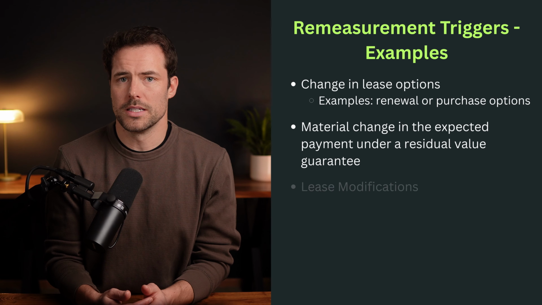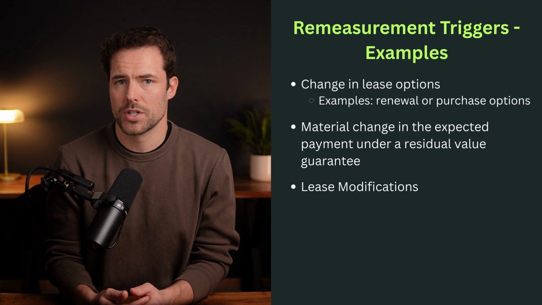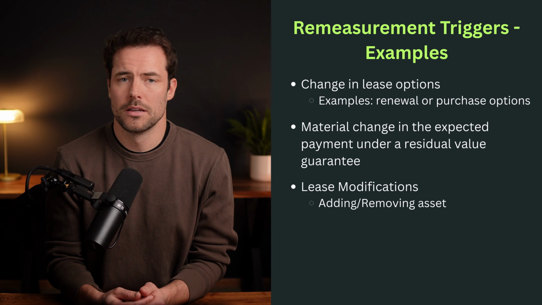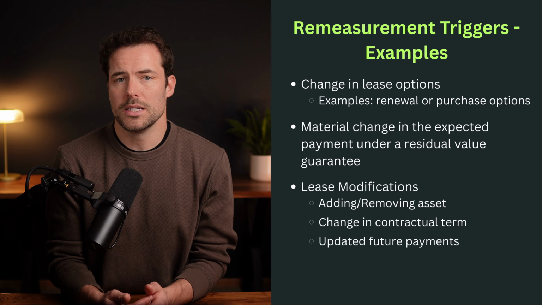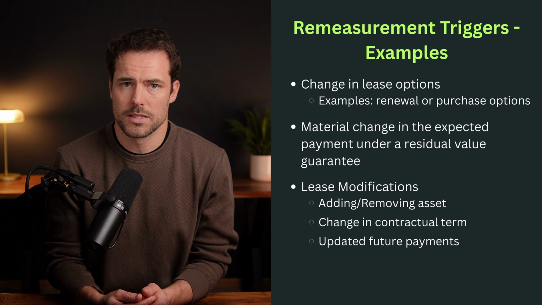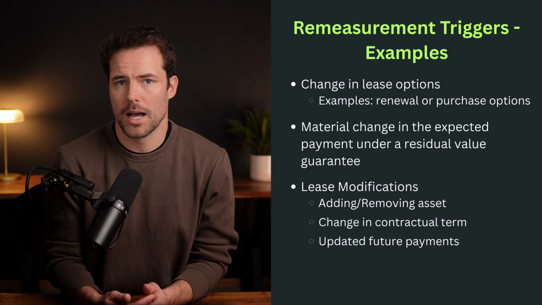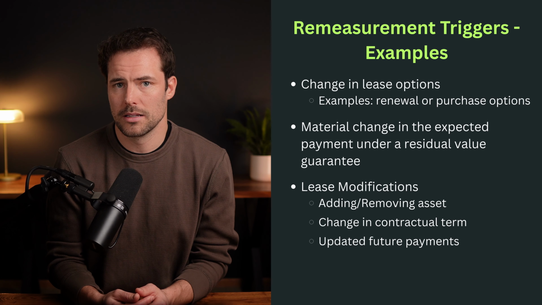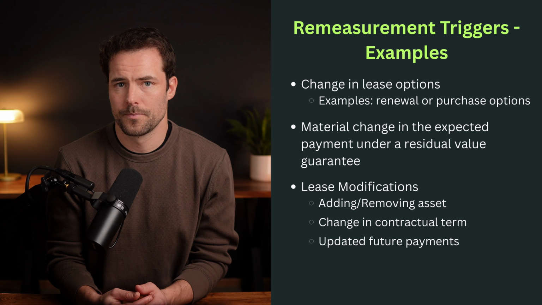Third, we have to consider lease modifications. These are situations in which the contract itself changes. Examples include adding an additional asset to the lease, changing the contractual term, or updating the payments. Lease modifications require a more significant accounting response than remeasurements, and ASC 842 provides a specific framework we need to apply. In some cases, the modification results in a change to the existing lease, and in others, it results in a separate new lease altogether.